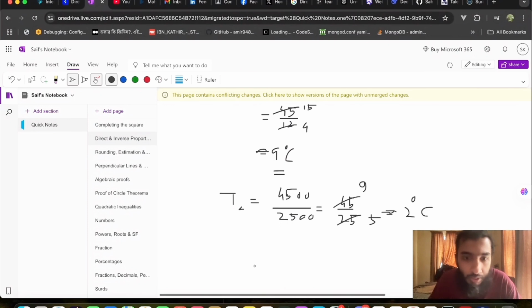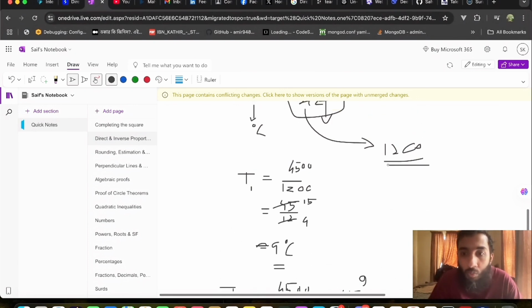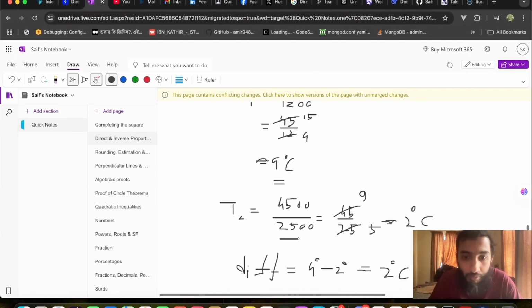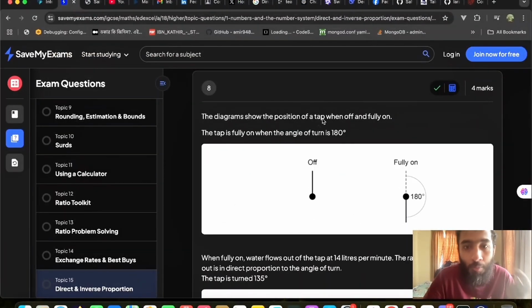So the temperature difference, let's say diff, is what? 4 degrees minus 2 degrees, so roughly 2 degrees Celsius is the difference of temperature between the 1200 meter depth of the sea and the 2500 meter depth.